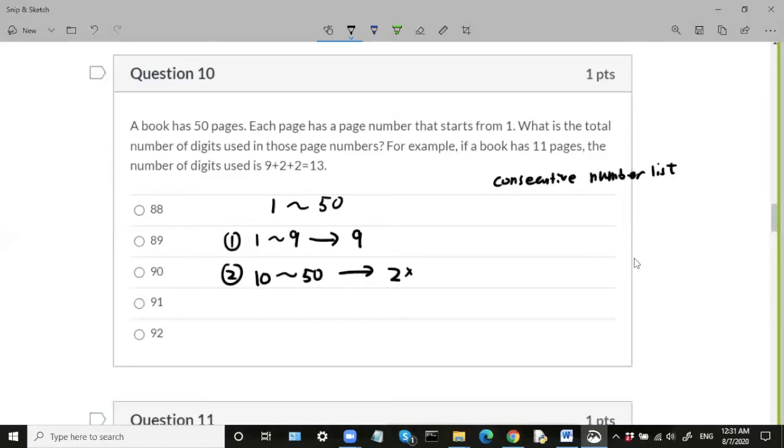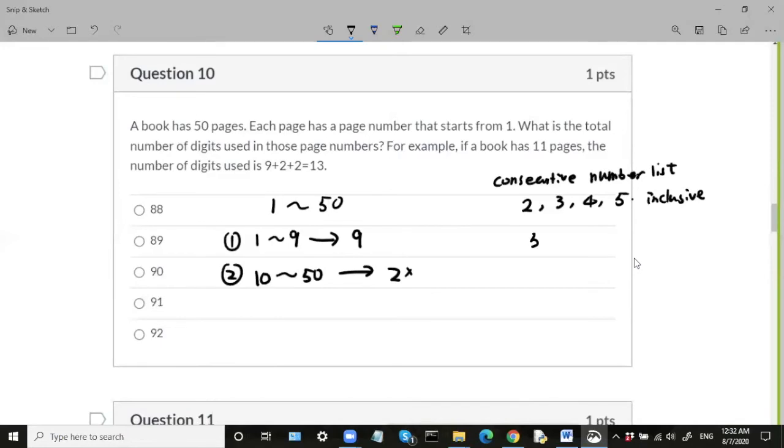How do we count how many numbers are in a consecutive number list? For example, I give you a consecutive number list: 2, 3, 4, 5. We need to count how many numbers are in this list, inclusive. 2 and 5 are both inclusive.